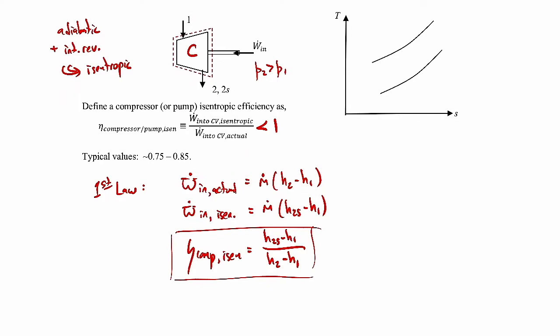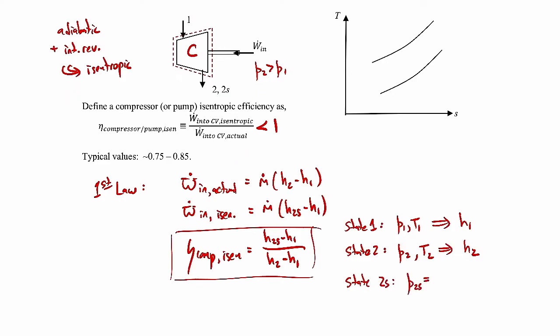And to find those values for H1 and H2 and H2s, again, these come from property tables. For example, state 1, you would generally know P1, T1, so you can find H1. State 2, again, typically you know P2 and T2, those would be measured, so you could find H2. And then for state 2s, the compressor operates between the same pressures as state 1, state 2. So P2s is equal to P2. Just like a turbine, the compressor operates between the same pressures. But for state 2s, that's isentropic, so S2s is equal to S1. And there again, you can find from property tables or the ideal gas model what H2s will be. And if you're interested, you can also find the temperature for that isentropic case.